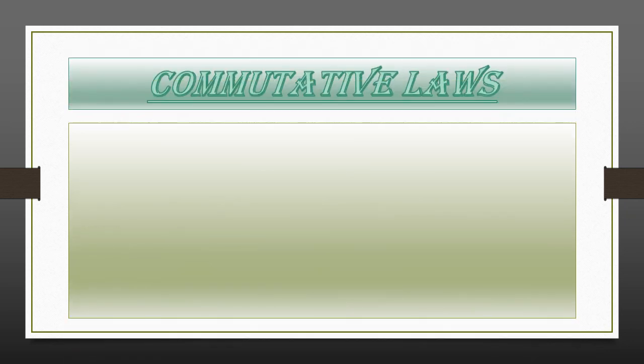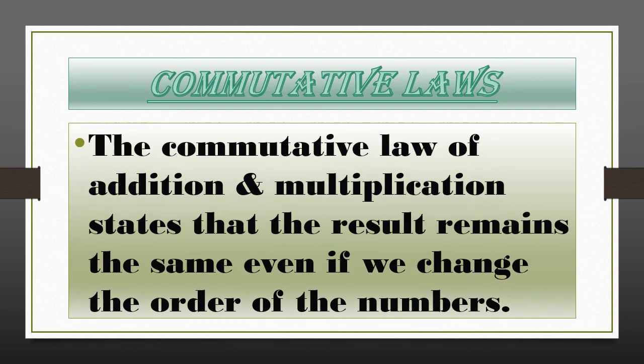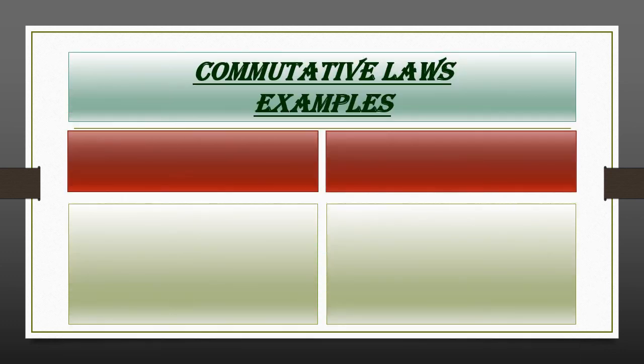Now, what is the commutative law of addition and multiplication? It states that the result remains the same even if we change the order of the numbers. Here are examples of the commutative law of addition and multiplication.